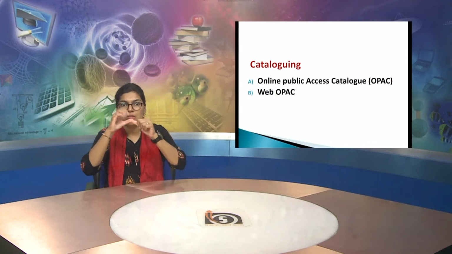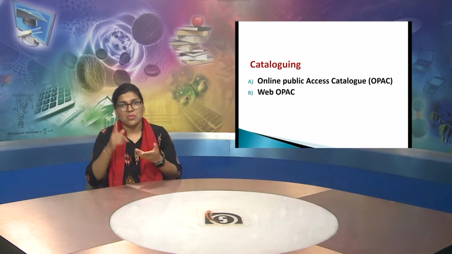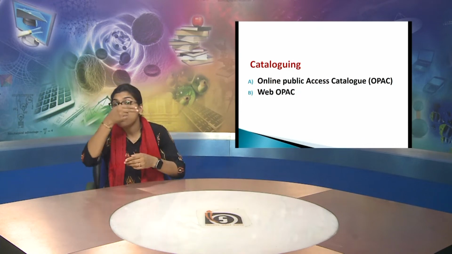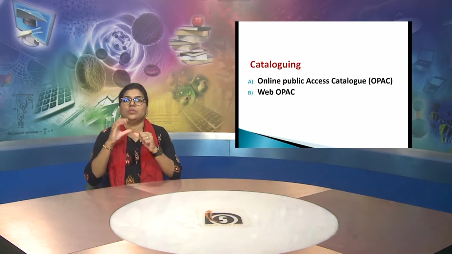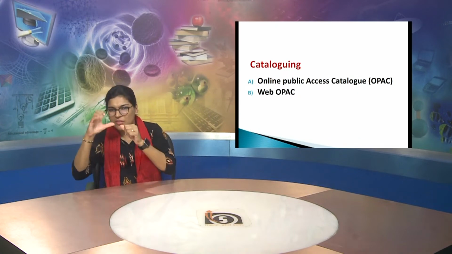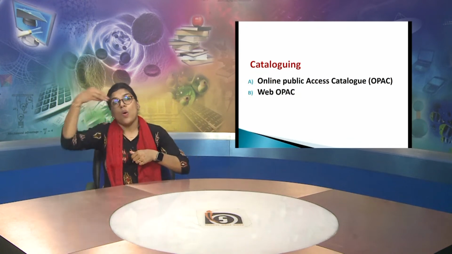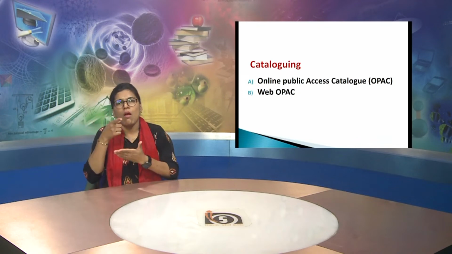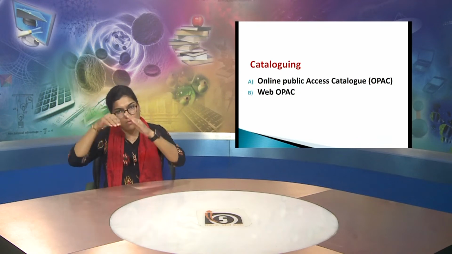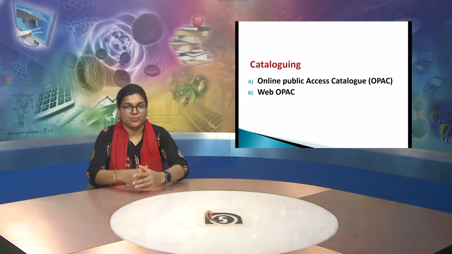In this, the online public access catalog comes, and we know that there is an online software, what we call web OPAC. So it is an online public access catalog which is used by the library to make its users use the library in an easy way.